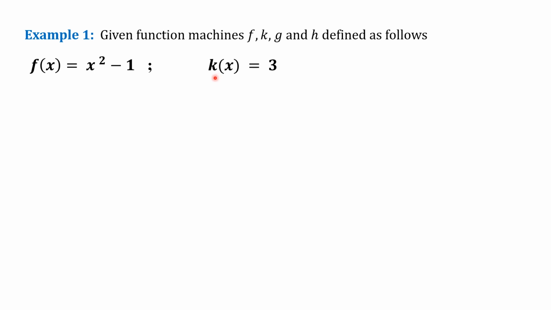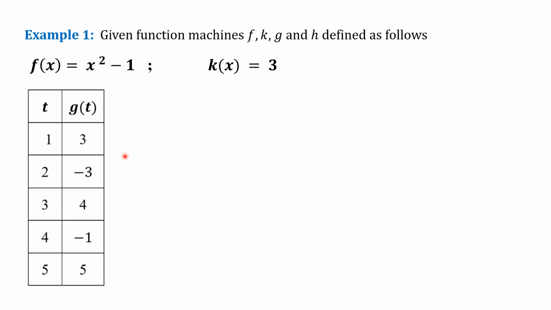Another function is k of x, which is equal to 3, and this is a constant function, meaning for every input x, there's only one output, which is equal to 3. So if you evaluate k of 0, it's equal to 3. K of 2 is also equal to 3. Another function is the function machine g, which is given as a table of values. If we evaluate g of 1, the answer is 3. And g of 2, the output is negative 3.